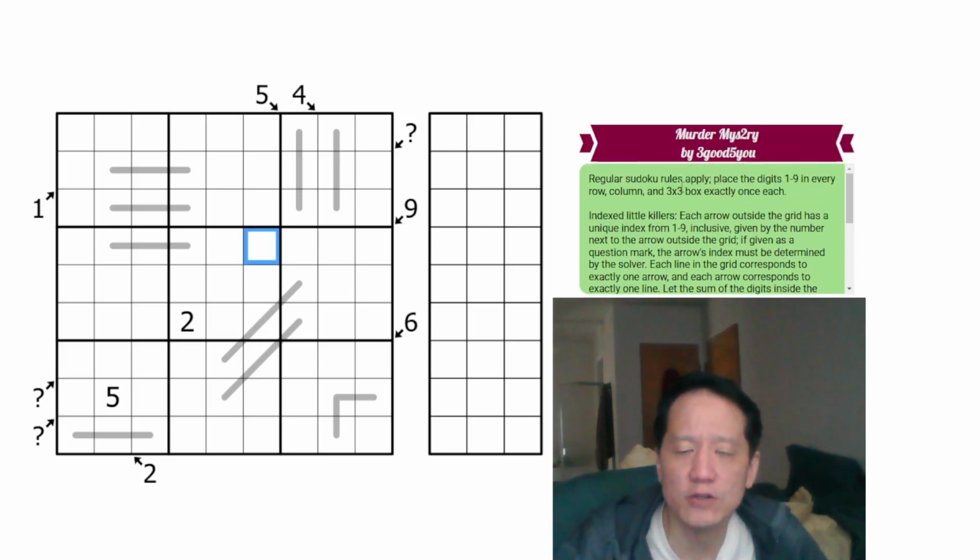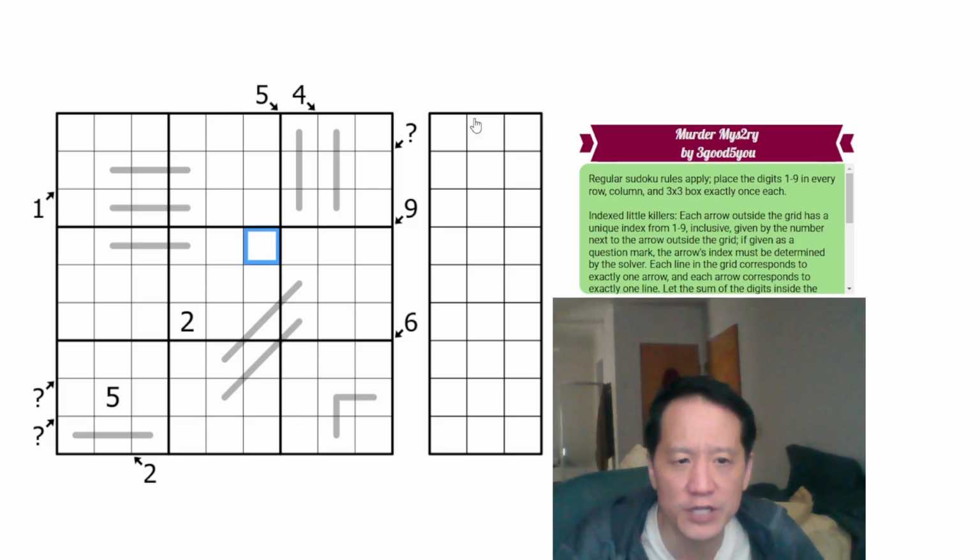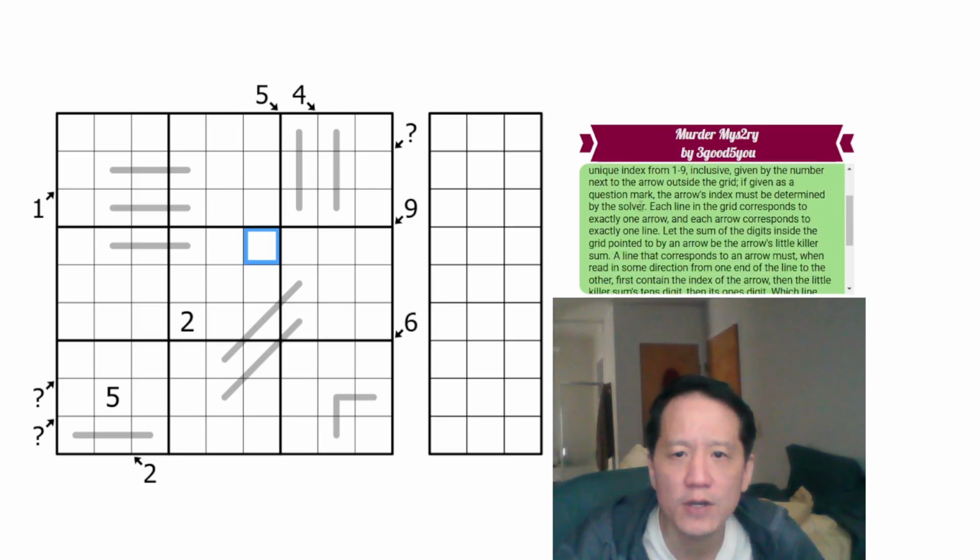Indexed little killers. Each arrow outside the grid has a unique index from 1 to 9 inclusive, given by the number next to the arrow outside the grid. So this number next to the arrow is the index of the arrow, and it's unique for each arrow. If given as a question mark, the arrow's index must be determined by the solver.